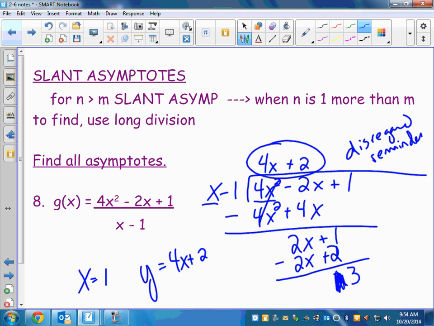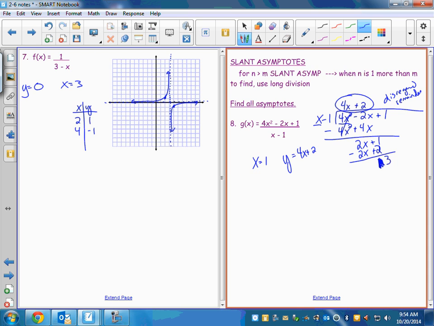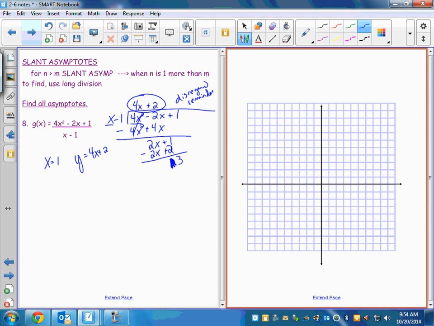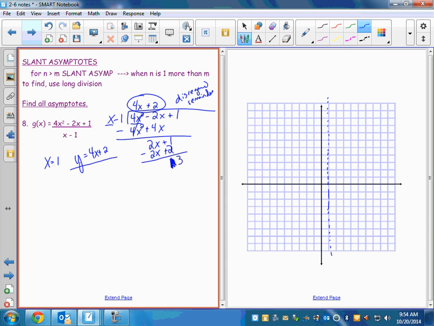So I think I put a big giant graph on this one, right? Because I wanted to show you what a slant asymptote looks like. The problem is that sometimes you get really big numbers, but you still do the vertical asymptotes the same way. So x equals 1 would still be this line right here. And your slant asymptote of 4x plus 2 is exactly that. It's a slanted line, so that's why they call it slant asymptote. It has a slope and has a y-intercept.